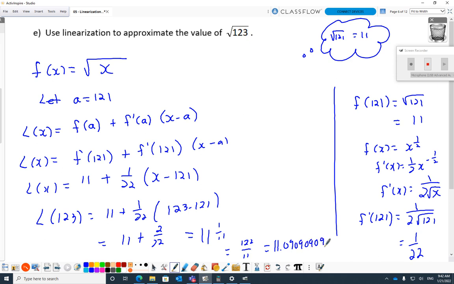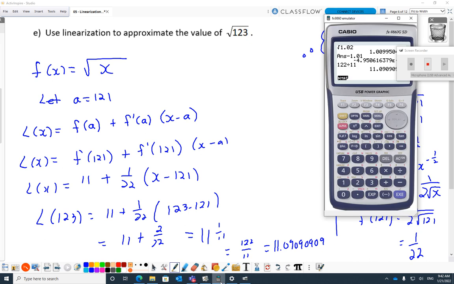11.09090909. There's my approximation. How good is it? Just for our reference, let's find out how good it is. 11.090909. That's my approximation using linearization.